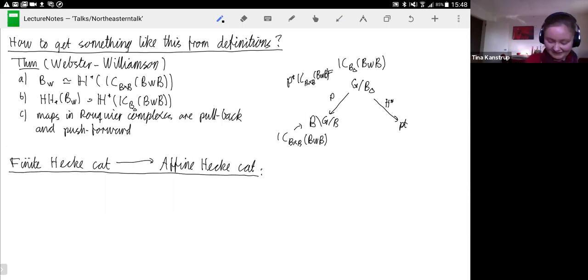Okay, so in the finite corner, we have the D-modules or perverse sheaves or whatever. So we have D-modules on G mod B mod B. And over here we have the affine Hecke category, which is in terms of coherent sheaves. So basically, if you want your story to be about coherent sheaves, you probably want something that's related to the affine Hecke category.